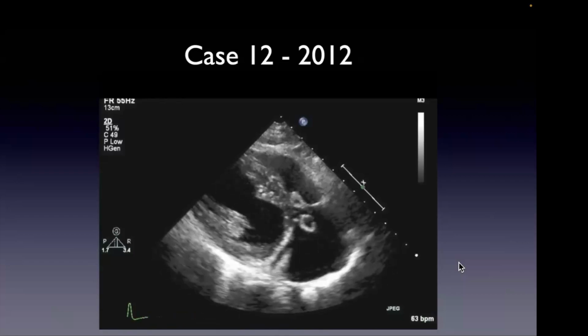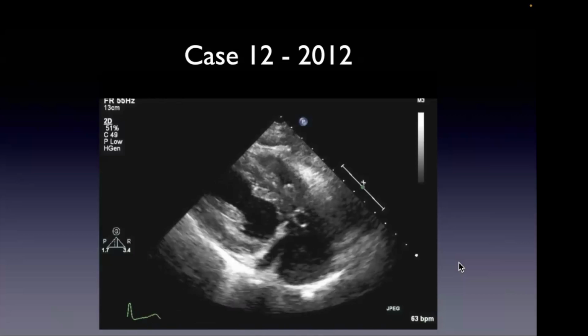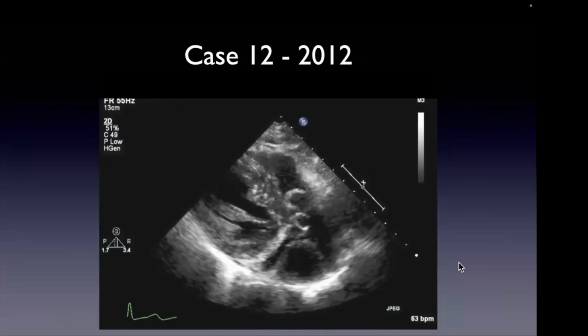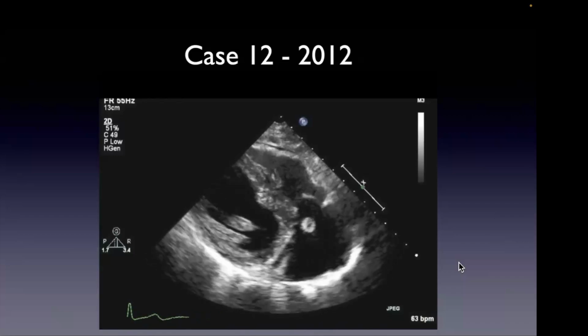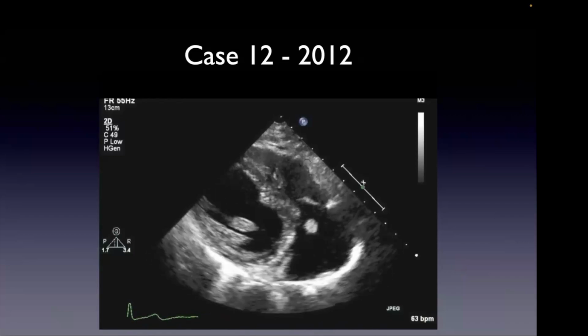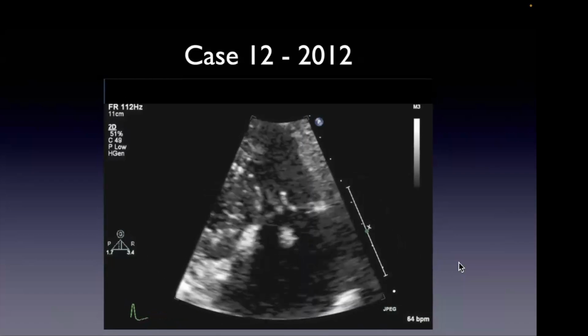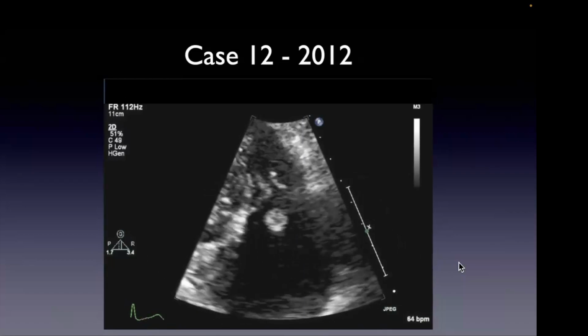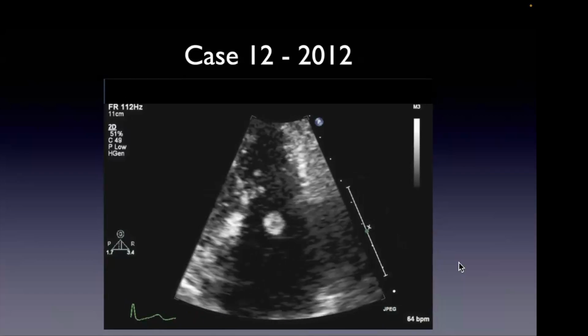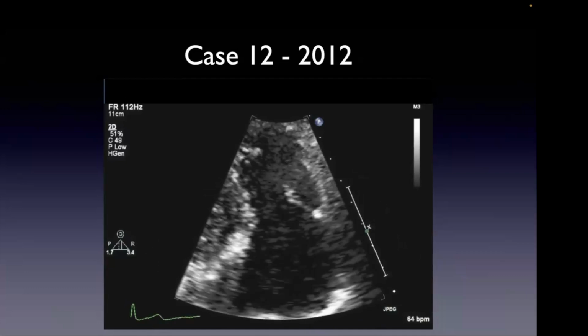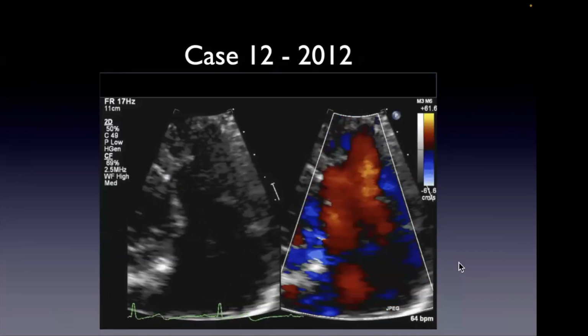So you'll never guess what this is. Not on this view, you can't. It's like number 20 on the differential. So this is why we do cross-sectional imaging. Or you can do sweeps, sure. We love our sweeps here. Some sonographers more than others, Aaron.